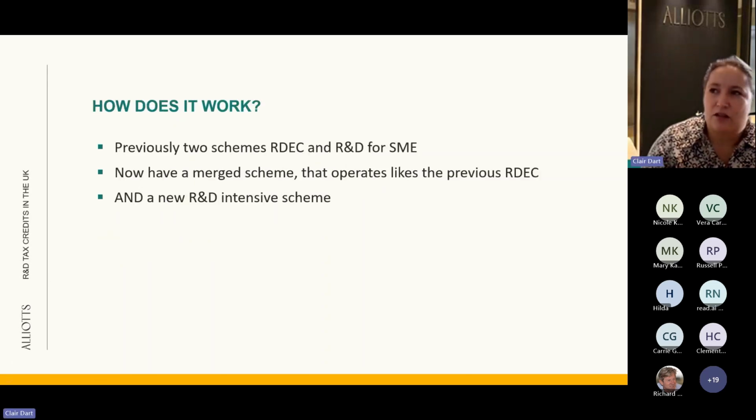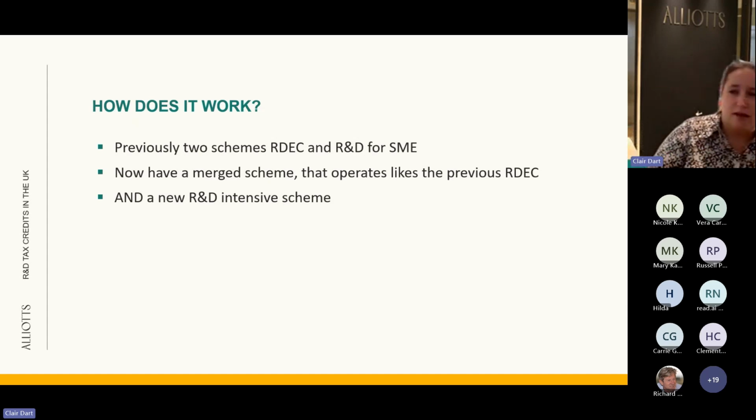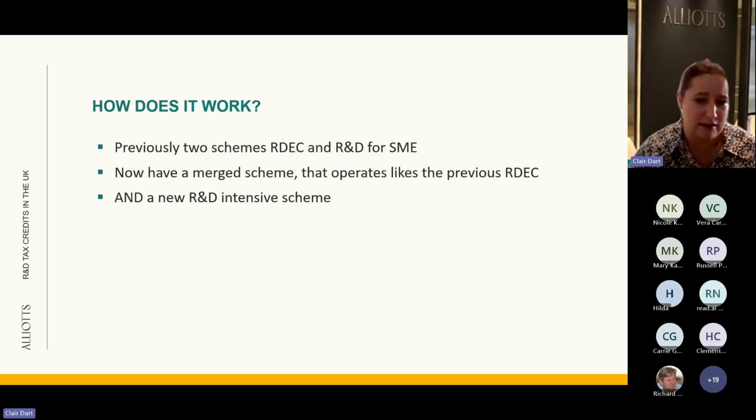How does it work? So let's look at the schemes that we have. We previously had two schemes, and there's been a change in April 24. So we need to look at before those changes and also after those changes. One scheme was for SMEs, so small and medium enterprises that met the criteria to be small or medium. They could claim under that for the greatest incentive. So they got the biggest reward for their R&D activity because they were smaller. The other scheme is affectionately known as the RDEC. That's the Research and Development Expenditure Credit.